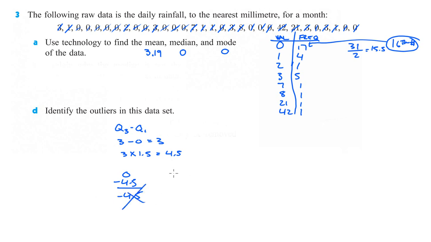But then we also take 3, the upper quartile, and add the 4.5, and that gives us 7.5. So anything that's above 7.5 is going to be an outlier. So actually that means that 8, 21, and 42 are all going to be outliers in this case. Now 8 is pretty close because it's just above our cutoff. The back of the book does not have 8, it only has 21 and 42. It doesn't list 8, but I would argue that 8 should also be included in that.